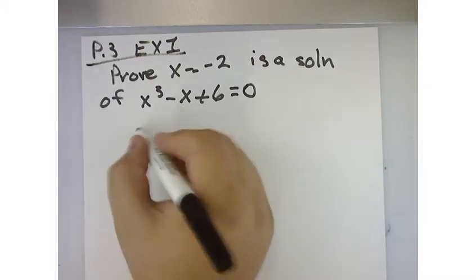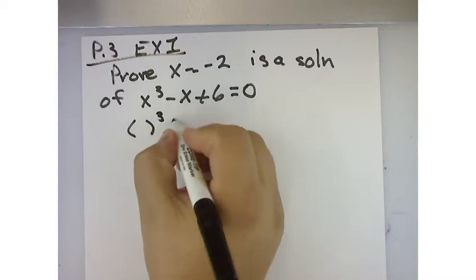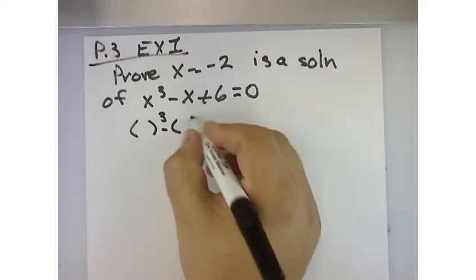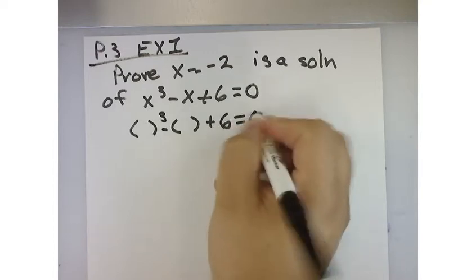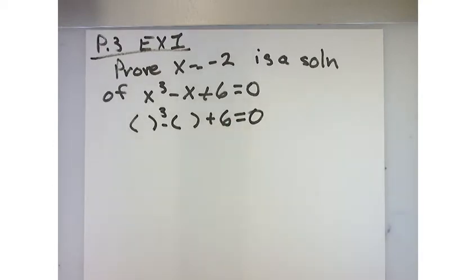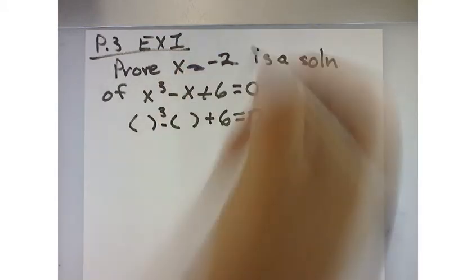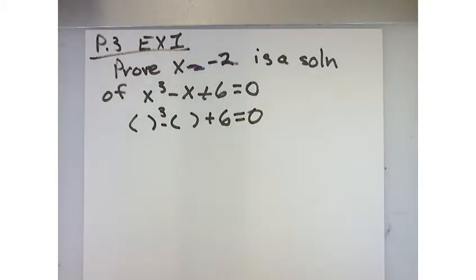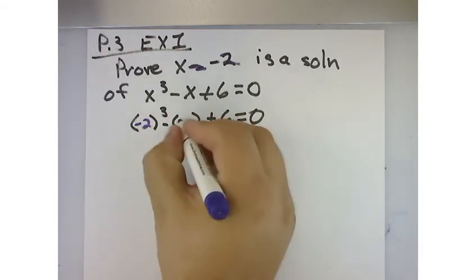What we're going to do is start with wherever there's an x, I'm just going to put a set of parentheses because we're going to replace some value for x. Now here's the thing, since we're saying that x is equal to -2, that's what we're going to replace it with. We're going to put a -2 wherever there was an x.